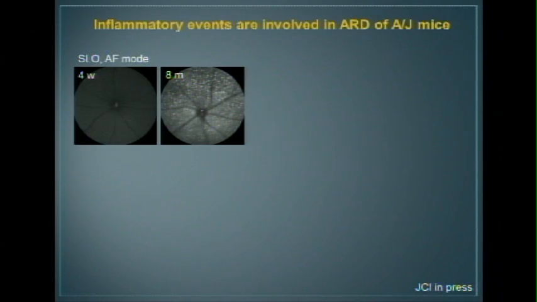Fundus images obtained by scanning laser ophthalmoscopy. This is an in vivo imaging system. So we can see a numerous number of bright spots on the 8 months old A/J mouse fundus, whereas we can't see any such fluorescent spots in the 4 weeks old mouse. So the pattern of these fluorescent spots can be inflammatory cells.